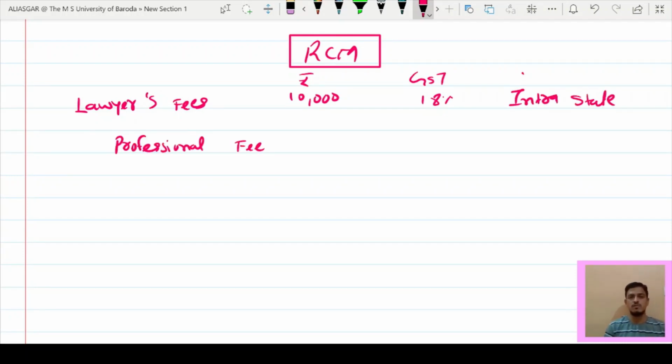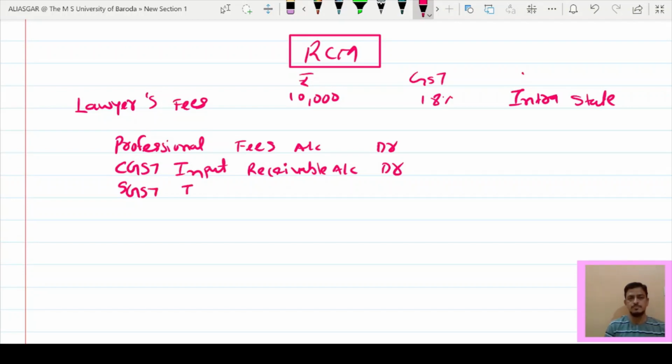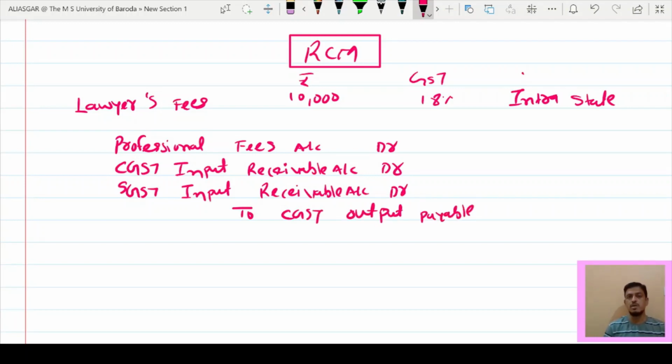You have to write down professional fees account debit, CGST input receivable account debit, SGST input receivable account debit. As it is an intrastate transaction, CGST and SGST will come, and you will get the credit for the same also, so that is why it is input receivable. To CGST output payable account. Why is CGST output payable also recorded? Because the recipient has to deposit this tax with the government, so that is why a liability is created here.